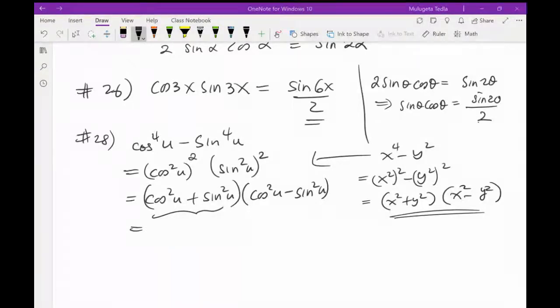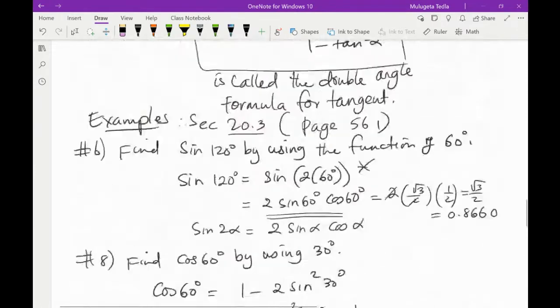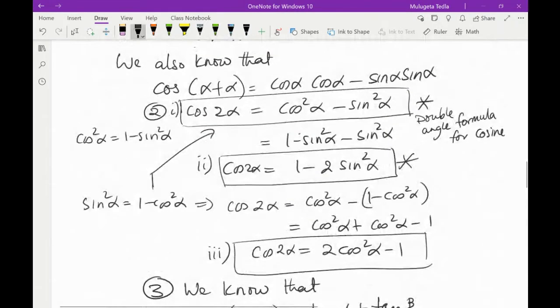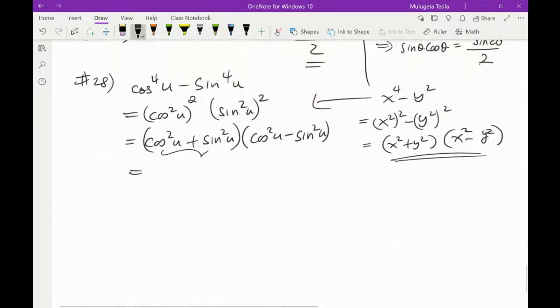What is cos squared of u minus sine squared of u? Cosine 2u. Excellent. Yes. It is exactly the definition of the double angle formula for the cosine. Cosine squared of u minus sine squared of u is cosine of 2u. Perfect. So here is 1, equal to 1, and here is another identity, cosine of 2u. So the answer is cosine of 2u.